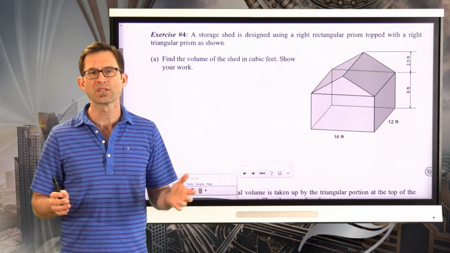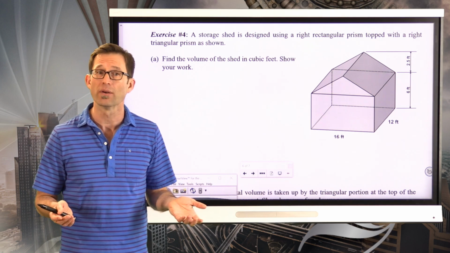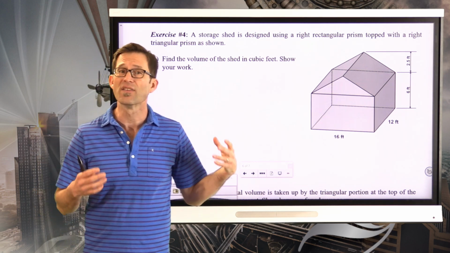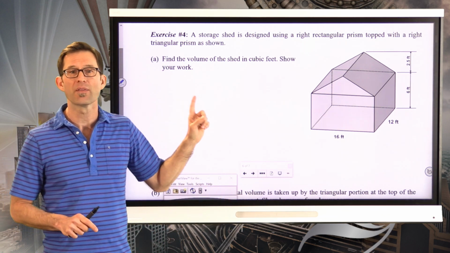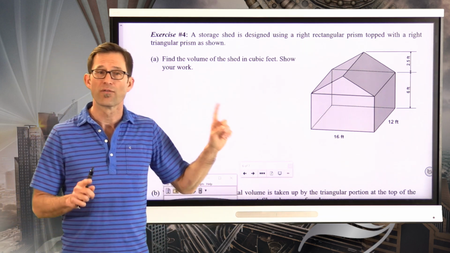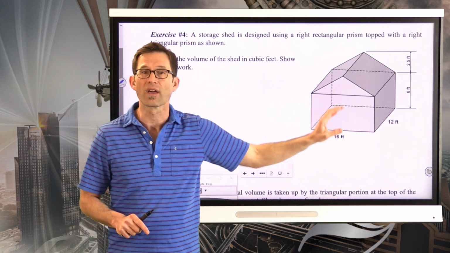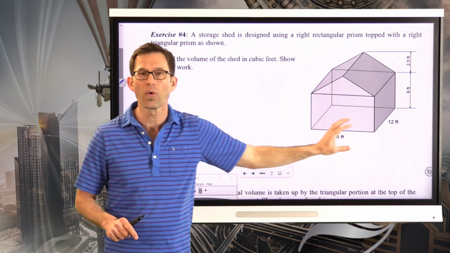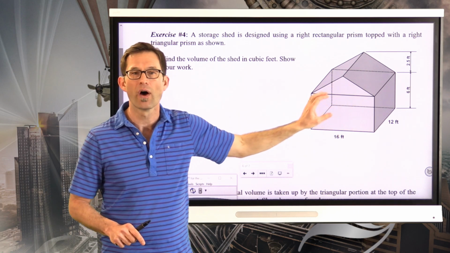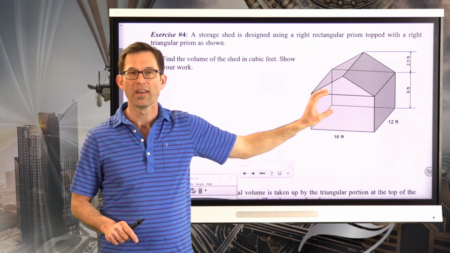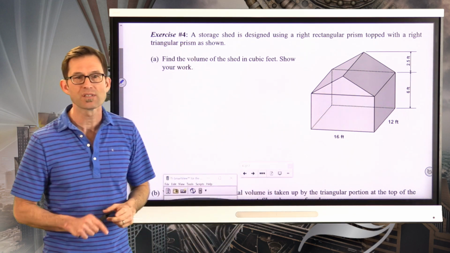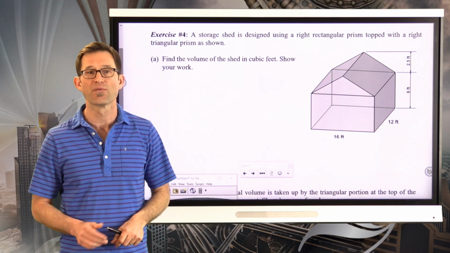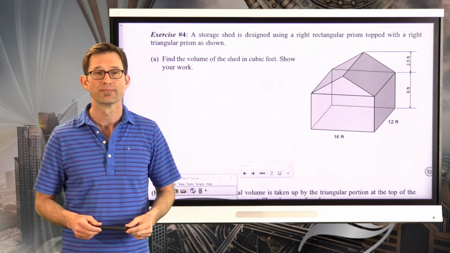Think about the distance between the two bases of a trapezoid, right? That's kind of the same idea. So we want to find the volume of the shed in cubic feet. The first thing I would suggest doing is find the total area of this front face, and then just multiply that by that 12 feet. Pause the video now and see if you can come up with this volume. It's going to be fairly substantial.